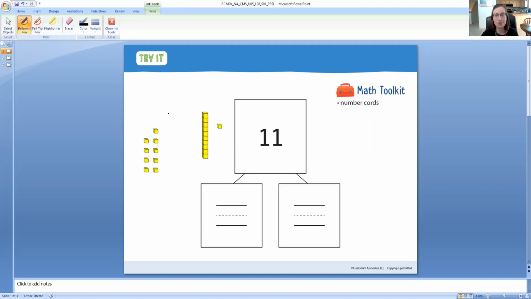So if we are going to use our number bond, we're going to break 11 apart into 2 parts. Our first part is our group of 10. So in the first box, let's write a 10. Now if the first part of 11 is 10, then our second part is going to be how many? 1. Because 10 and 1 makes 11. 10 and 1 more makes 11.